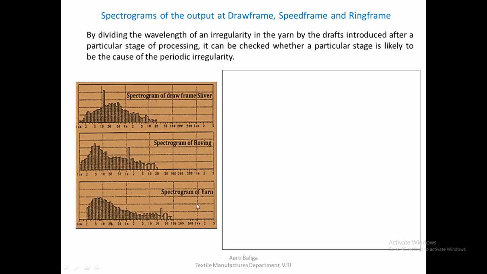Same thing will happen with the ring frame spectrogram for the yarn. This same fault will again be drafted by the ring frame drafting system, and it will be elongated, and that fault will show itself on a spectrogram of yarn at a wavelength which is higher than that for a speed frame and draw frame. So the same material has been processed through this entire line, and what you see is the fault changes its position from a shorter wavelength to a longer wavelength, as you can see.